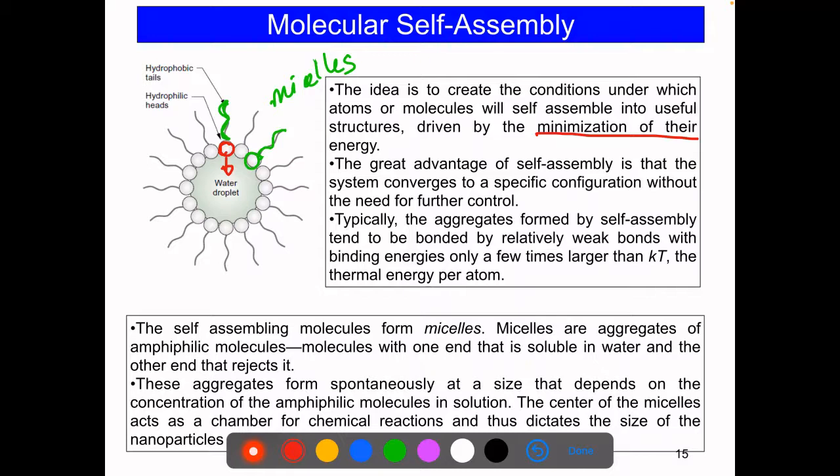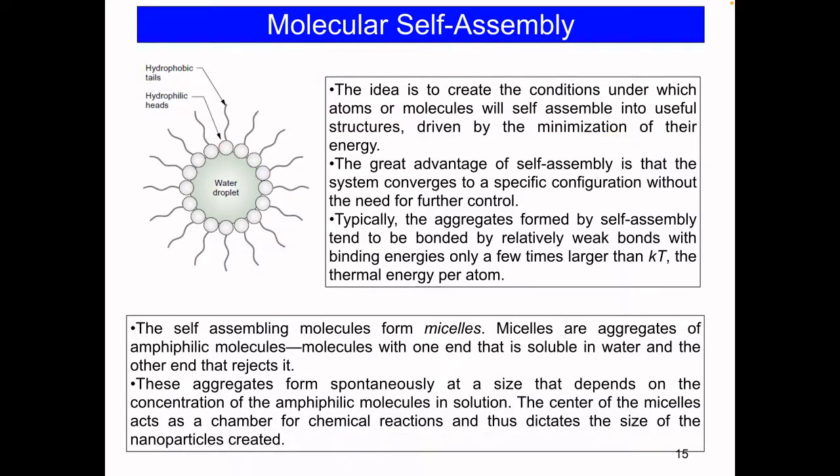Okay, so if you form a spherical micelle, then it's going to form spherical nanoparticles, or you can create something like nanowires, nanorods, and so on. The self-assembling molecules form micelles. Micelles are aggregates of amphiphilic molecules with one end that's soluble in water, the other end that rejects it. These aggregates form spontaneously at a size that depends on the concentration of the amphiphilic molecule in solution.